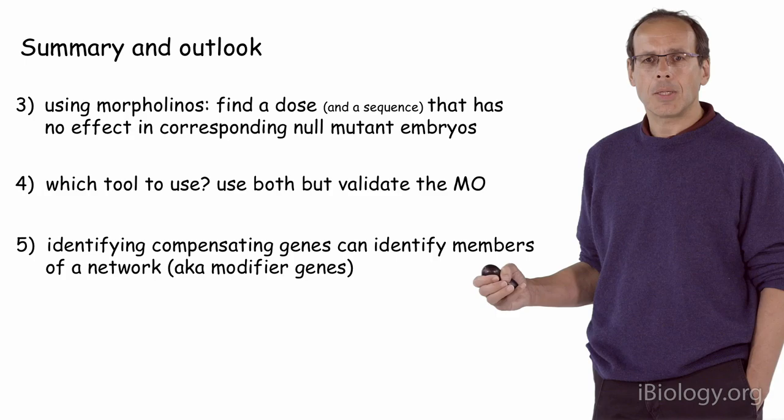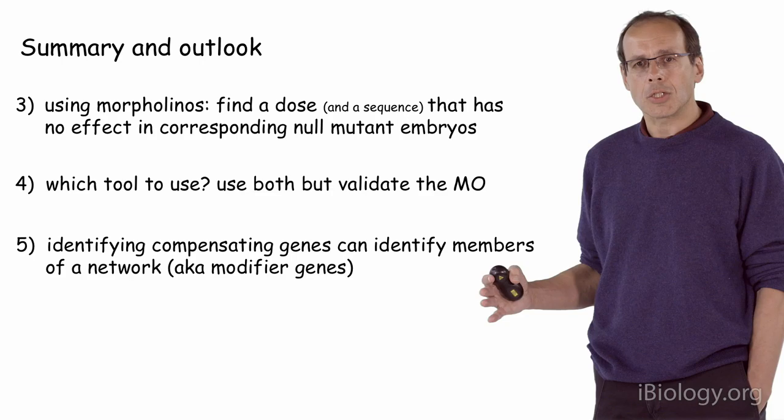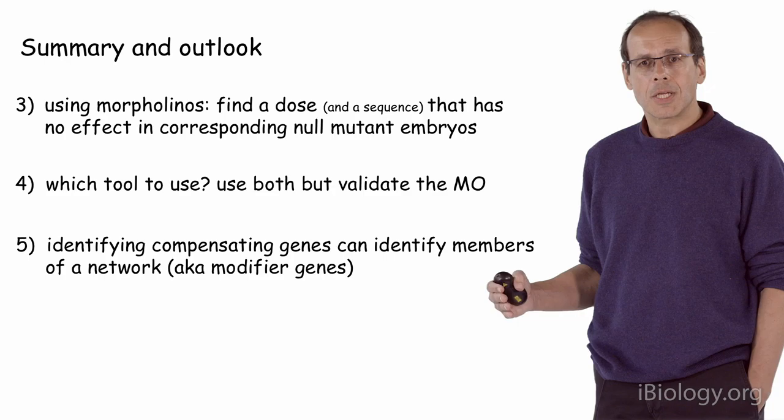And so essentially the idea now is to take genes implicated in vascular development and vascular biology, and see if the morphants and mutants for these genes show different phenotypes. And if they do, can we identify the compensating genes and thereby identify the modifier genes.